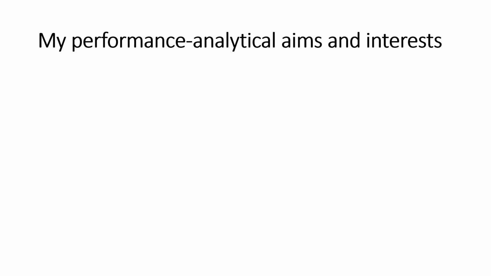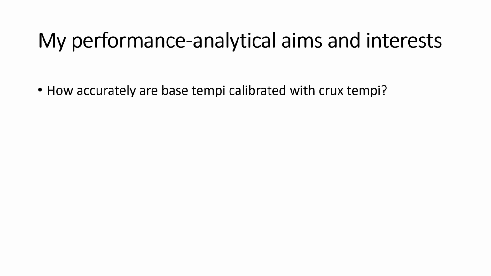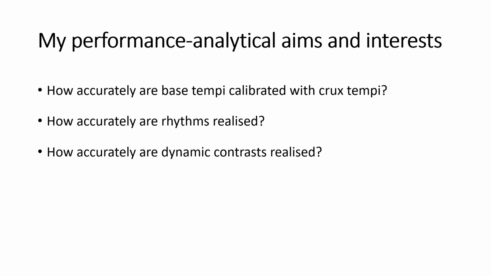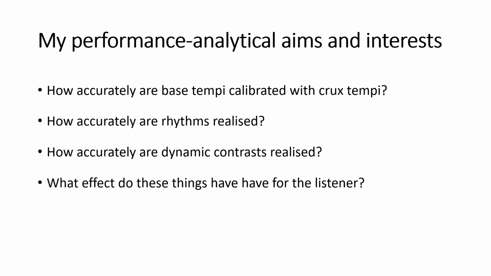The principal aims and interests of my analysis were to find out first how accurately performers' bass tempi were calibrated with their crux tempi. Second, how accurately complex rhythms were realized, both in crux and non-crux contexts. Third, how accurately dynamic contrasts were realized. And finally, what effect all of this has for the listener, in combination with the performer's broader expressive approach. My first step was to track all 259 durational onsets of the piece for each performer.